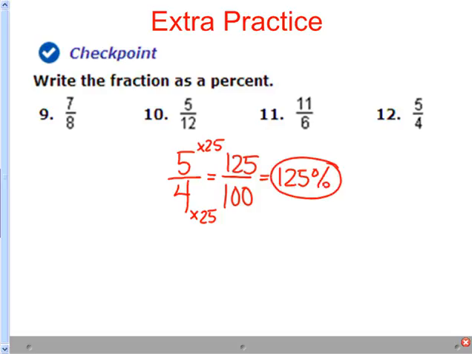I'd get the same answer if I did a long division, but to me this is much simpler and more efficient when you've got a nice denominator like 4. That would also work if you had a 2 for a denominator, or 5, or any number that's a factor of 100. So I'm going to go with that. All right.